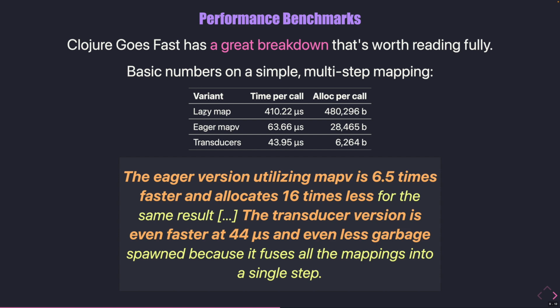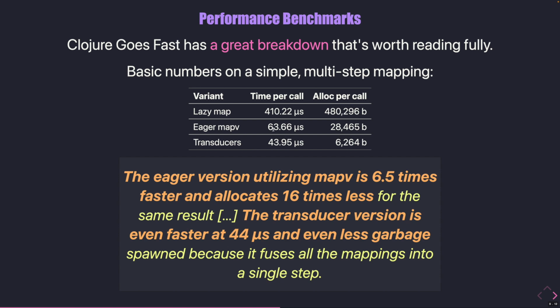If you look at the classic way of doing it, where we're lazily mapping, let's say, we have this 400 microseconds and 480 kilobytes allocated per call. And the transducer version is this bottom row, and you can just see this massive difference in memory usage and in call time. So the punchline is that it's 6.5 times faster and allocating 16 times less for the same result.